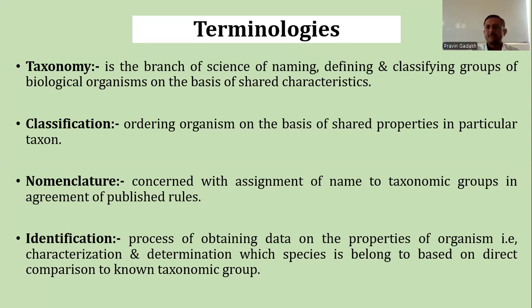Third terminology, that is identification. What is meant by identification? Here we are giving an identity to that particular organism. It is a process of obtaining data on the properties of an organism, that is characterization, determination of which species it belongs to based on the direct comparison to known taxonomic groups. So by using these different classification, nomenclature, and identification systems, we can identify that particular organism and give a particular name to that organism. So these are the different terminologies we can use in case of classification system.